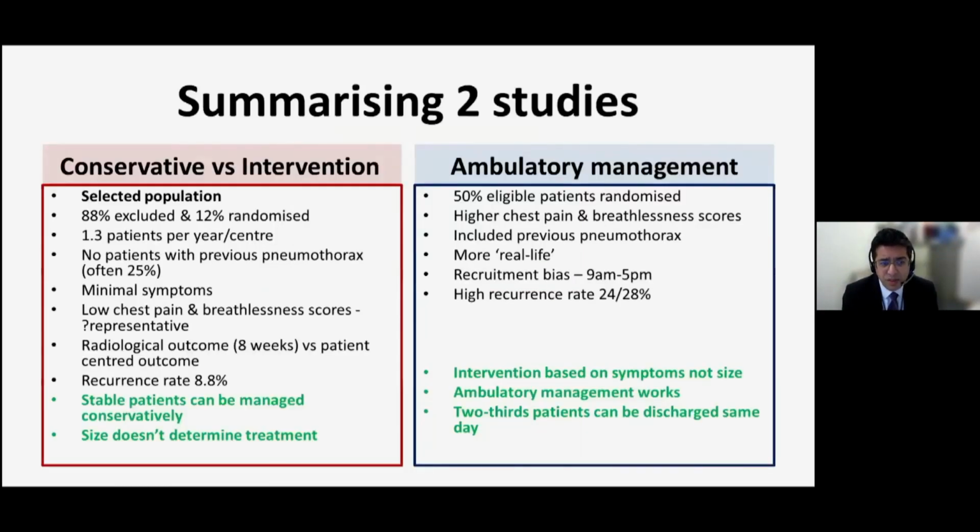So summarizing the two main studies, the New England paper from Australia and the RAMP study, the main take-home messages are stable patients can be managed conservatively, and that size doesn't determine treatment. And again, in the ambulatory arm, intervention can be based on symptoms, not size, and that ambulatory management works. And about 2/3 of patients can be discharged the same day and managed as an outpatient.